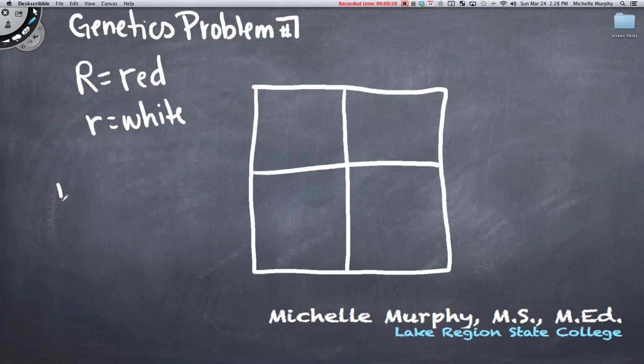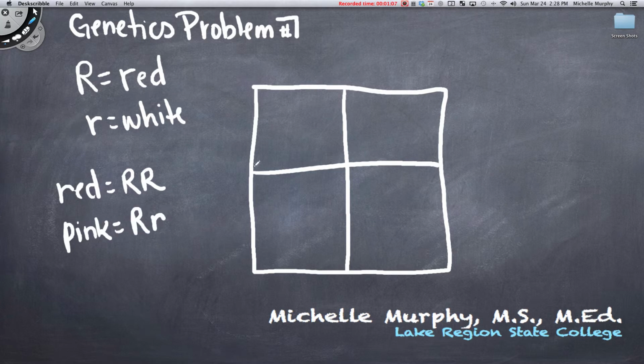So I have one red snapdragon, and red has to be homozygous dominant because this is incomplete. We're going to see if it's not homozygous dominant. And then the other one is a pink snapdragon, and pink is not either dominant or recessive, it's intermediary, so it must be a heterozygote. So we're going to cross those two together.